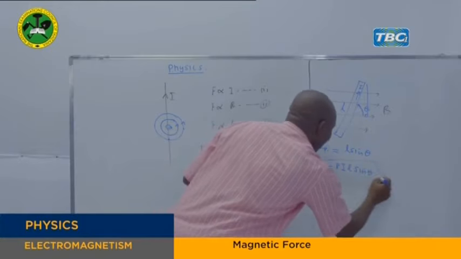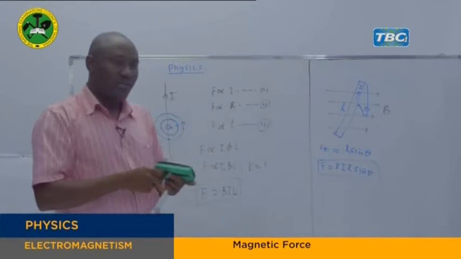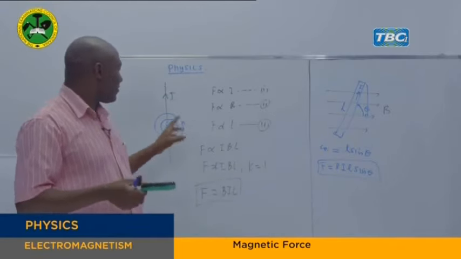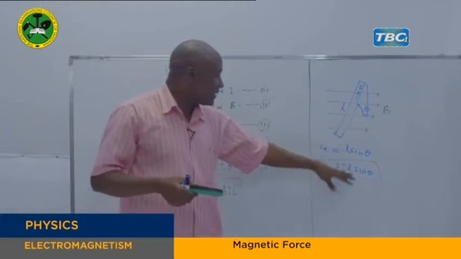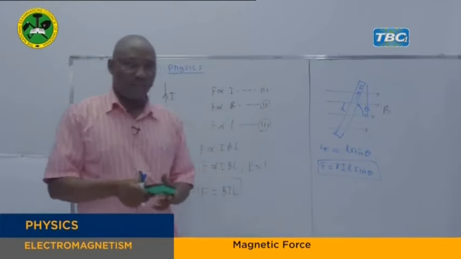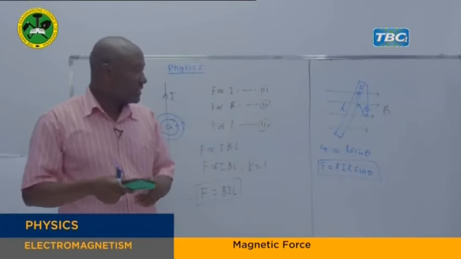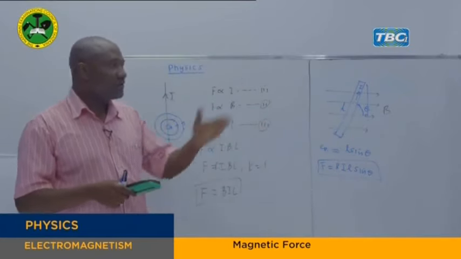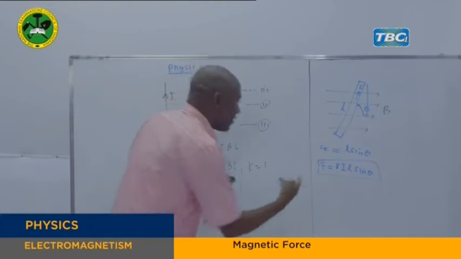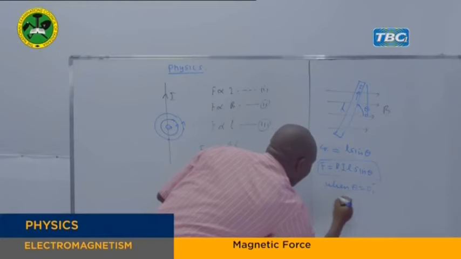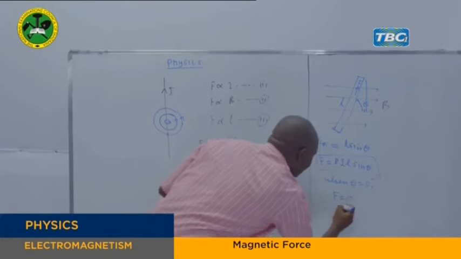So with this formula, we come up with a conclusion that when the angle between the conductor and B is 0, it means the conductor and the magnetic field are parallel to each other. There is no force according to Fleming's rule. Here, when the angle is 0, the magnetic force is 0.